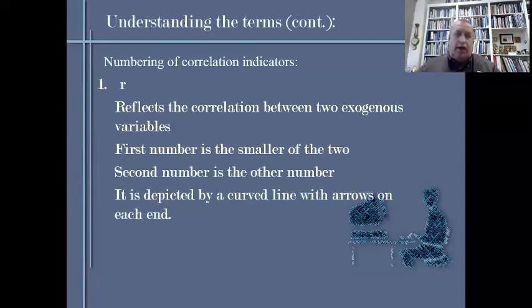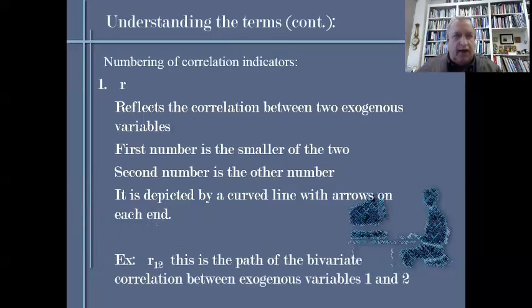And so the lines and arrows will quickly tell you whether you have a P line or an R line. And that's something you'll want to keep clear as you think through that. So our example is R subscript 1, 2, and this is the path of the bivariate correlation between exogenous variables 1 and 2.